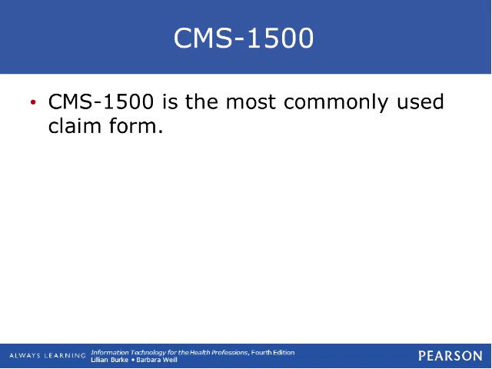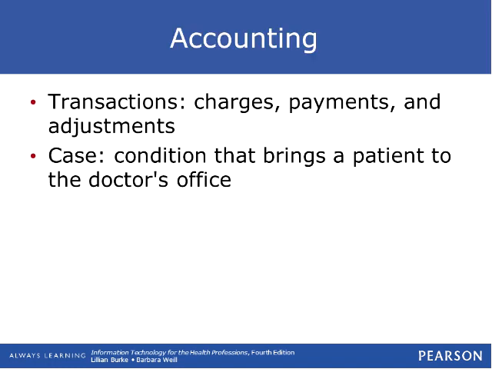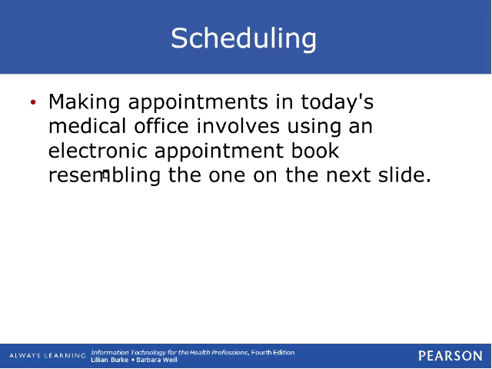CMS 1500 is the most commonly used claim form. It's almost become universal among insurers as well as the government. And there's a good look at a CMS form. And this is filled out electronically in most cases. Accounting transactions, including charges, payments, and adjustments, are calculated. A case is the condition that brings a patient to the doctor's office. So we're able to put that together under accounting.